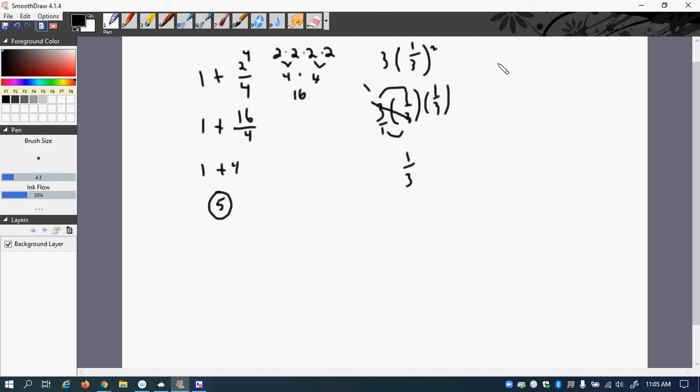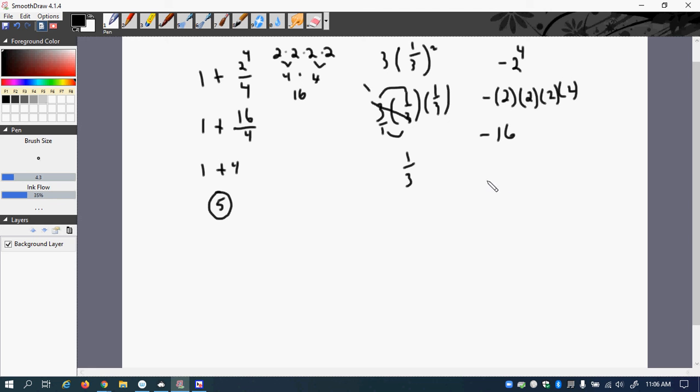Another example would be maybe negative 2 to the fourth. This one always throws people because this is really saying negative multiplied by 2 multiplied by 2 multiplied by 2 multiplied by 2. And because there's no parentheses, this 4 is only going to the 2. It is not being affected by the negative sign. So in essence, this becomes negative 16. Because 2 times 2 is 4, times 2 is 8, times 2 is 16.